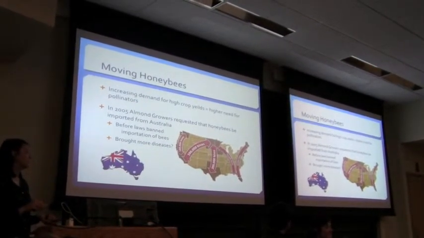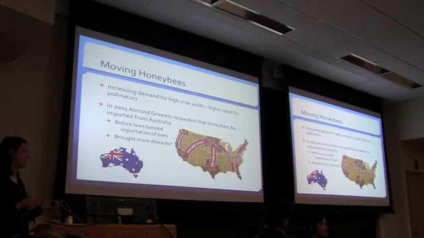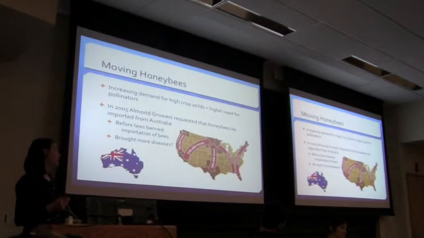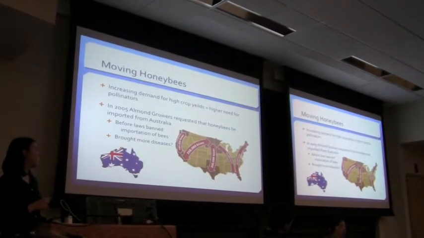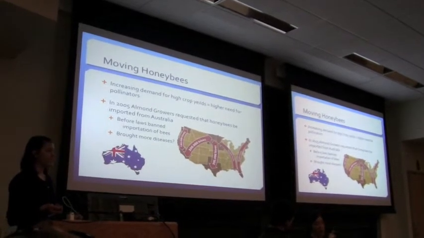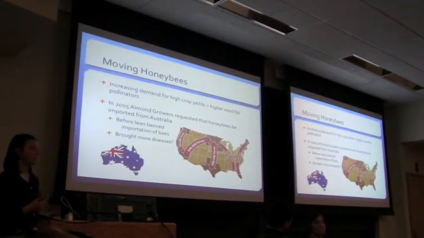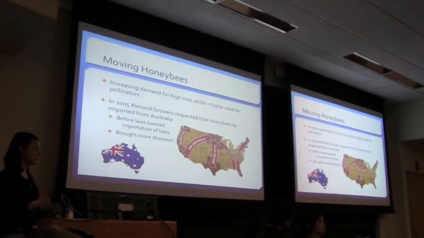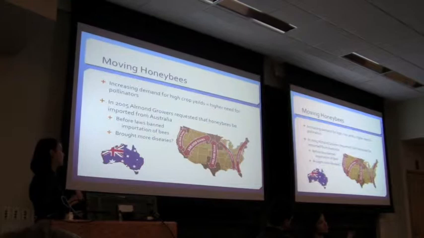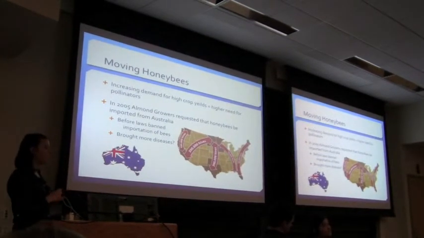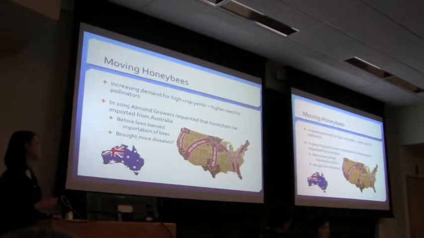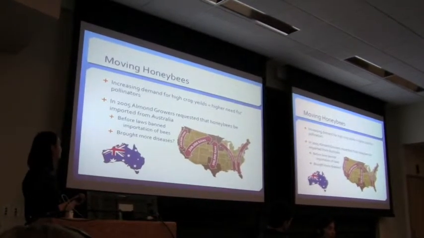Bringing hives from North Dakota and South Dakota to Southern California spreads diseases, but it's within the United States, so it's okay. But in 2005, almond growers in California requested that honeybees be imported from Australia. Prior to 2005, it was illegal to do this because they wanted to limit the spread of diseases. If you remember from before, colony collapse disorder happened in 2006. So this could be a connection there of bringing in more diseases.